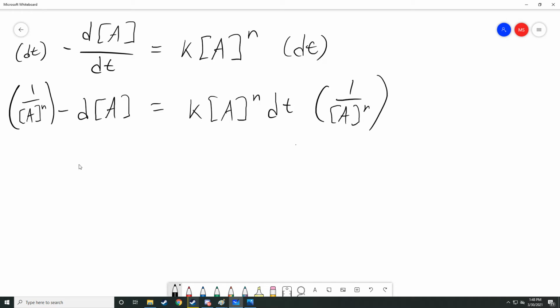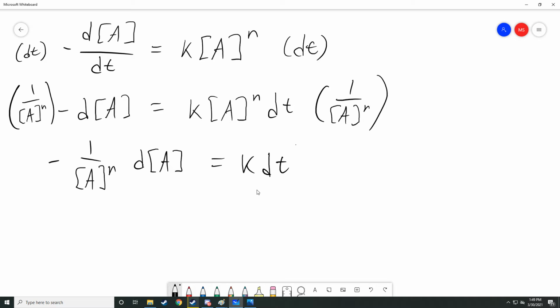And what you'll notice here is on the left side that simplifies to 1 over A to the n. I'm going to bring the negative sign out front, dA. And on this side, the equals k. This cancels with this, so we just get k dt. Great. So now we've taken the general way that we write the differential rate law, and we've separated the variables. So now we're ready for integration.